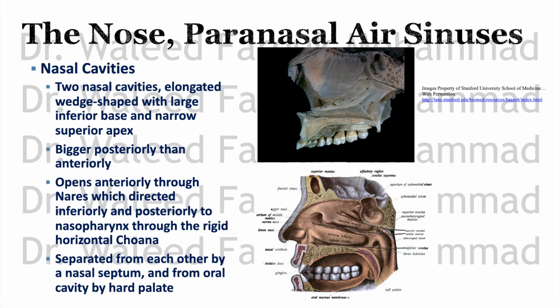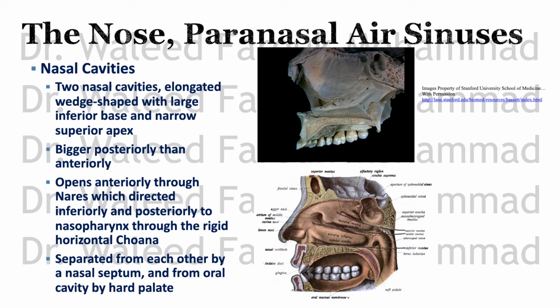The nasal cavities are elongated cavities on each side of the nasal septum. They are narrow above and wider below. They have a wide base. They open anteriorly through the so-called nares and posteriorly through the choana.